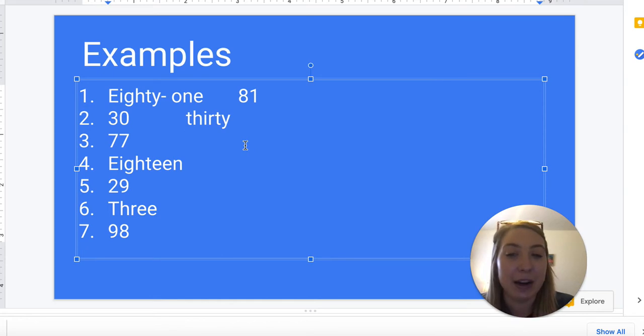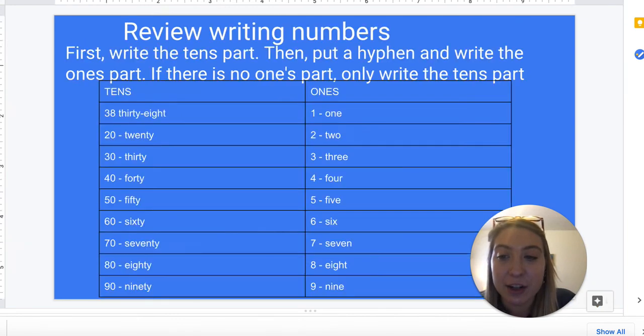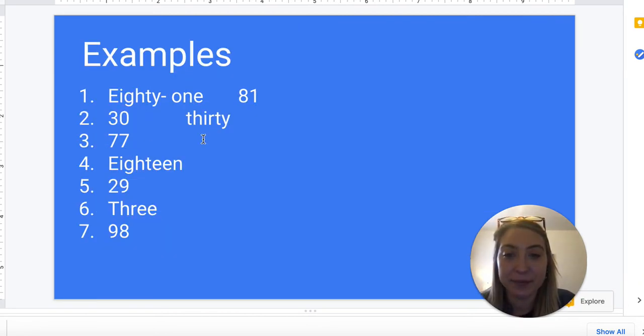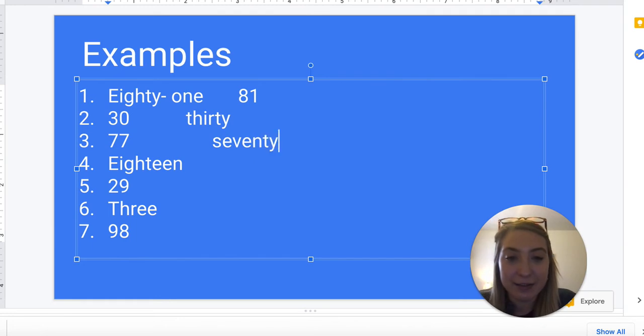So now here I have a number 77, and if I get confused, right, I can go back here, look in my tens place, 70, look in my ones, 7. So I'm going to write it as 70, hyphen to keep them together, 7. Oops. And now this one's going to be a little tricky.